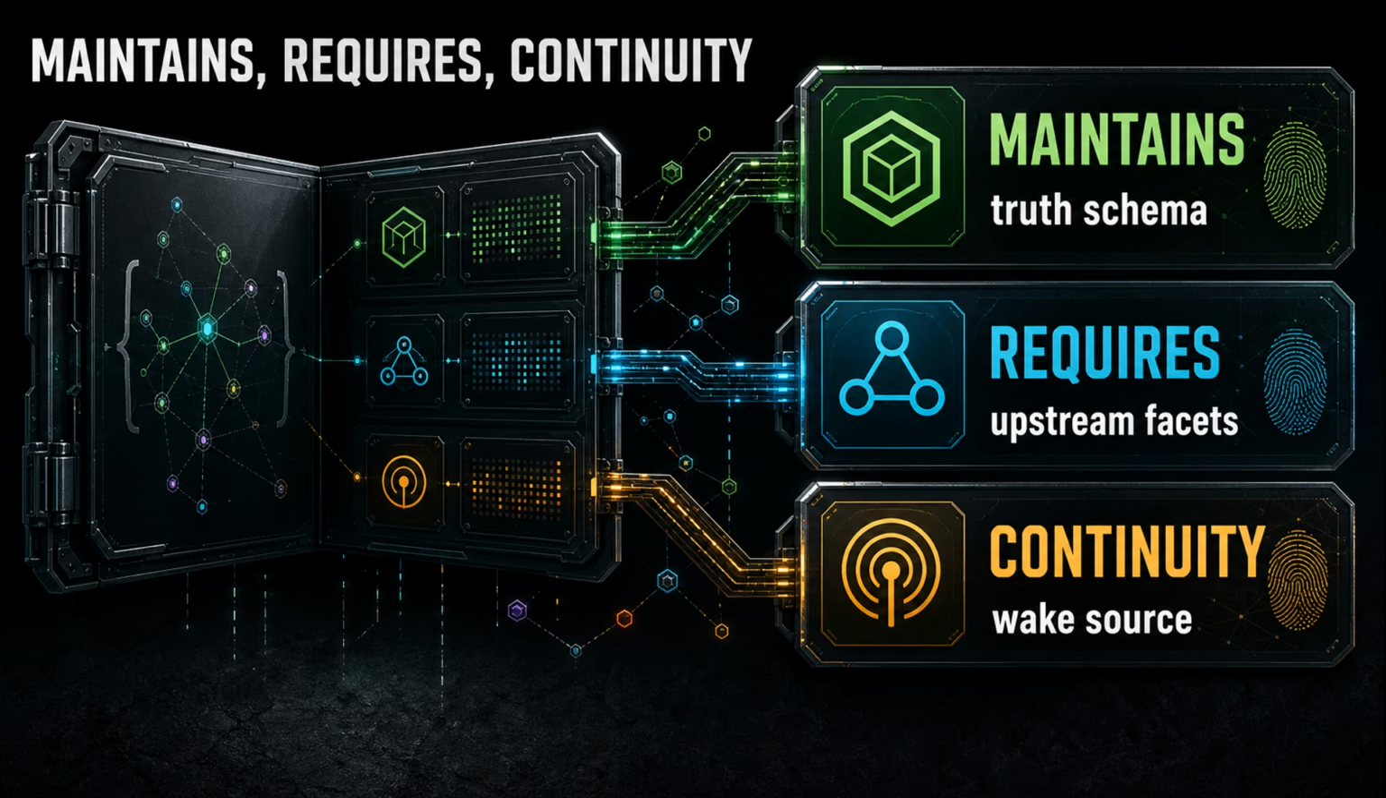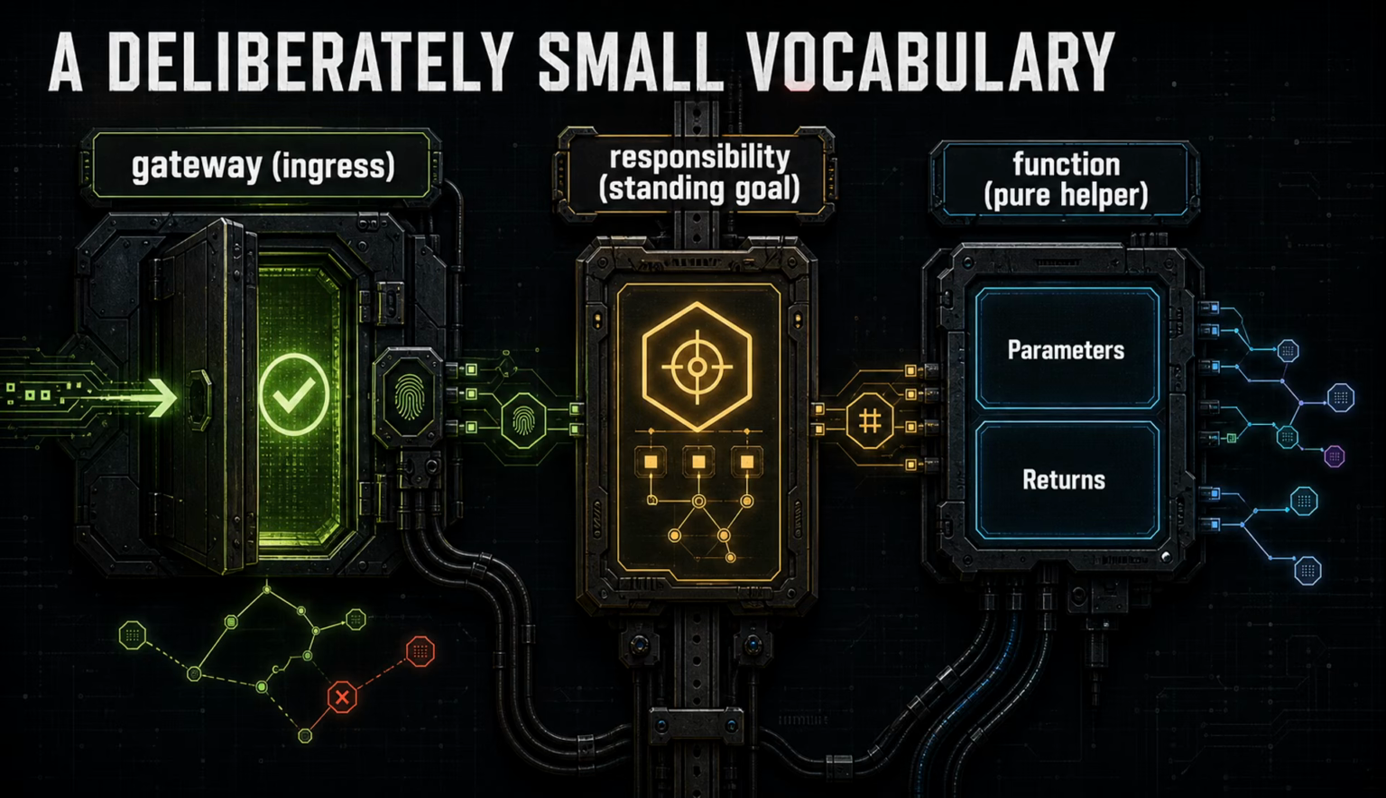Yeah, so a contract says what stays true, what it depends on, and when it wakes. 3 declarations and you are done. Exactly. That is the whole shape of a node, which means everything downstream just follows from those 3. From those sections, there are 3 kinds of node, and the vocabulary is deliberately small. A gateway is ingress.